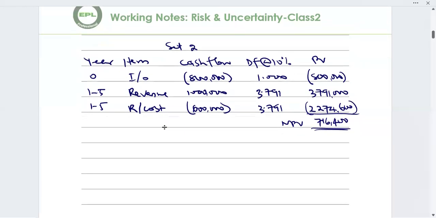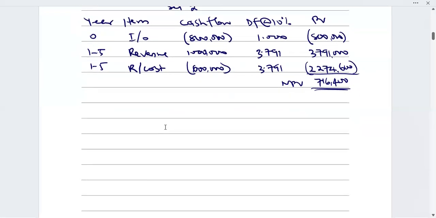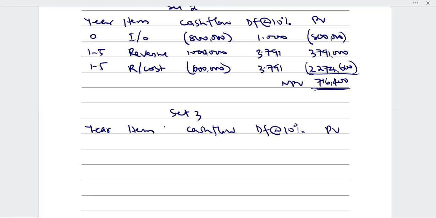Okay. So I would then do set 3. If you are given 10 sets, that means you are going to calculate 10 different NPVs. Set 3, repeat the same thing. Discount factor at 10%. Initial outlay is 800,000, multiply by 1. Then revenue, running cost.